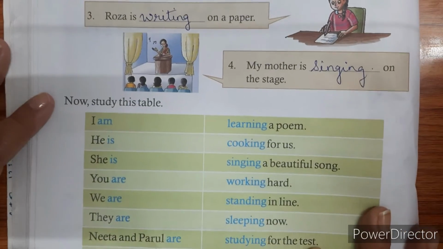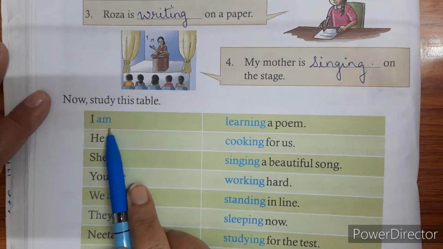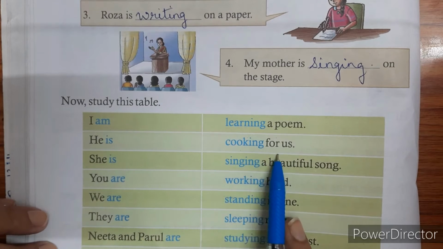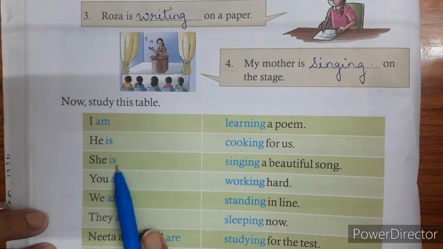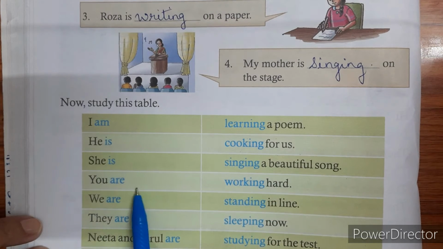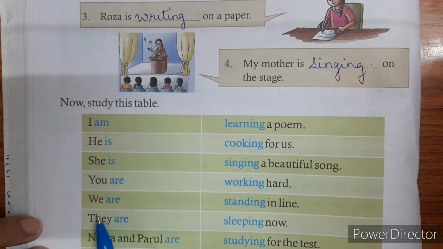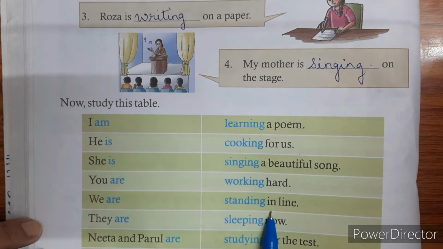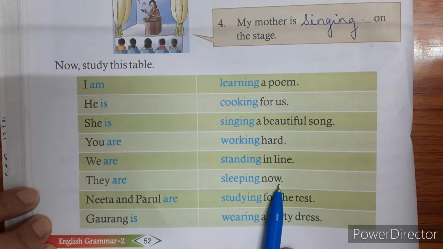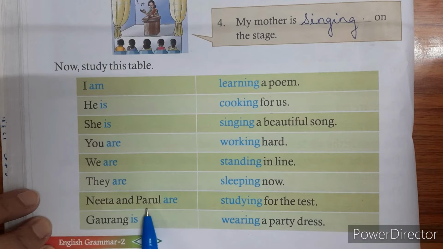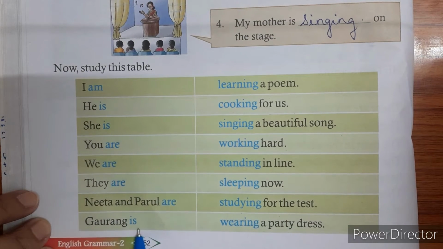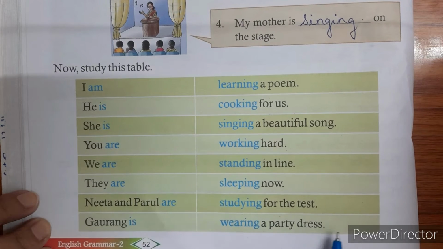Now, study this table. I am learning a poem. He is cooking for us. She is singing a beautiful song. You are working hard. We are standing in line. They are sleeping now. Neeta and Parul are studying for the test. Gaurang is wearing a party dress.